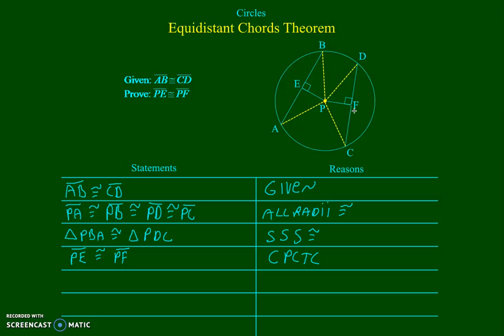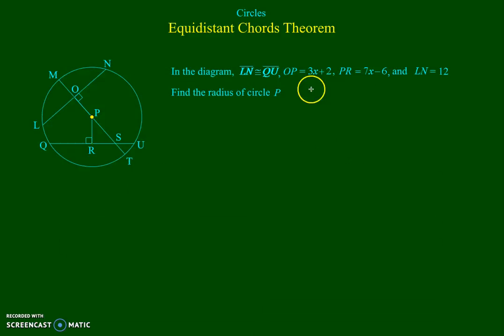This theorem is a fairly basic theorem to prove, but let's now go ahead and put it into practice. In this problem, we're given that LN is congruent to QU. LN is this chord, QU is this chord. We're given that OP is 3x plus 2, so the distance from chord LN to the center is 3x plus 2, and PR is 7x minus 6, so this distance is 7x minus 6, and the length of LN is 12. We are charged with finding the radius of the circle.